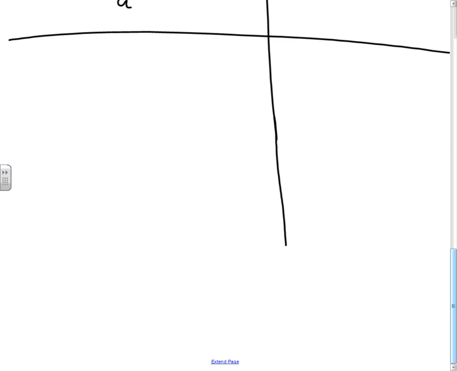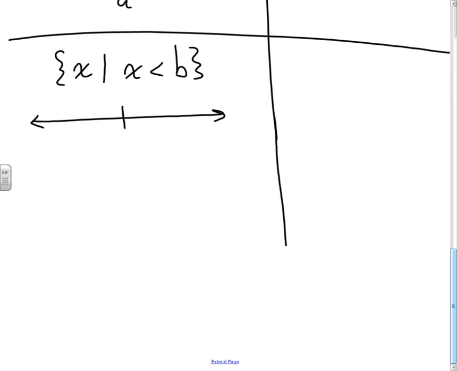So let's say we were given this answer, all values of x such that x is less than B. We'll just use a different letter. We can use any letter here, actually. So let's look at what that would look like. So B would be here. We want all answers that are less than that. Those are answers to the left of B. So we need to put a parentheses at B, and we need to shade all numbers to the left of B.